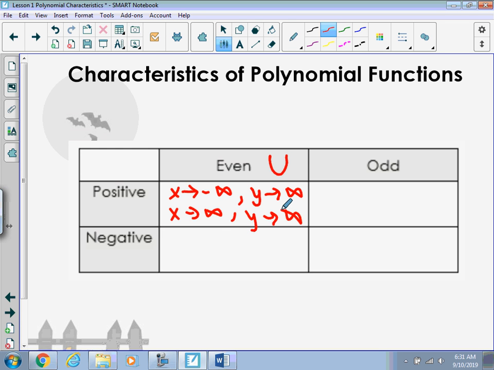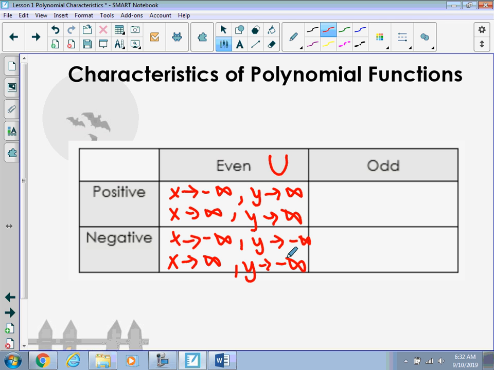Now if we take that and we make it negative, we're just going to flip it. So that means as x is approaching negative infinity, the y's would be approaching negative infinity. As x is approaching positive infinity, y's would still be approaching negative infinity, because with even graphs, the end behavior is going in the same direction.